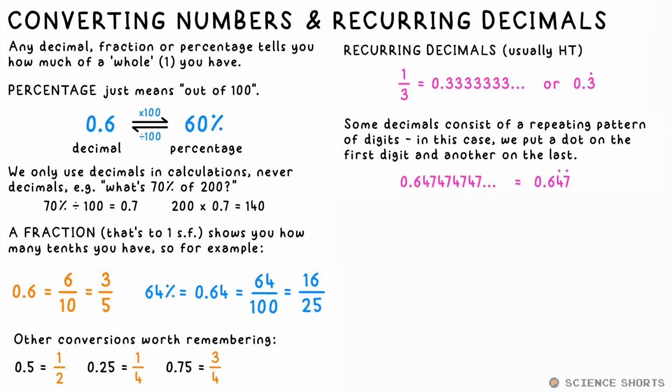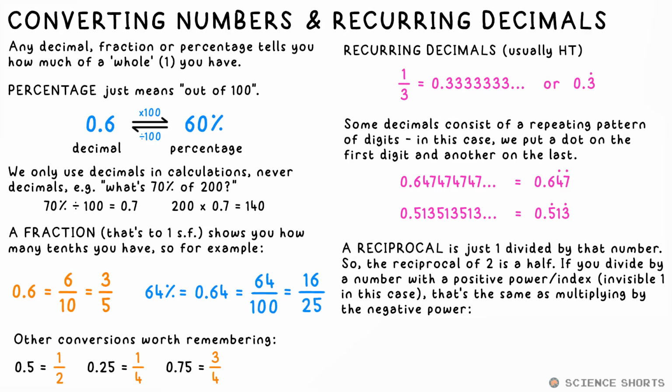Sometimes it's not just one digit that repeats, but a few of them. 0.647 with dots above the 4 and the 7 shows that the 4, 7 repeats ad infinitum. It's just the Latin way of saying infinitely. If there's 3 or more digits that repeat, we technically put the dots above the first and last bit of the pattern. So this would be 0.513513 forever.